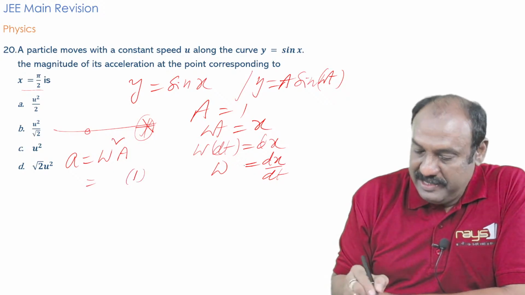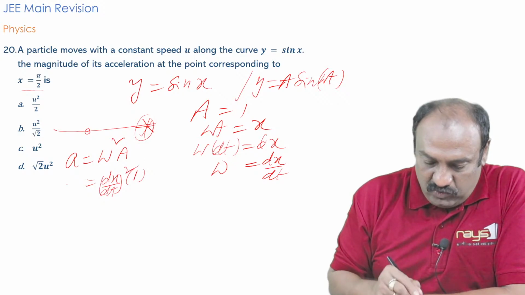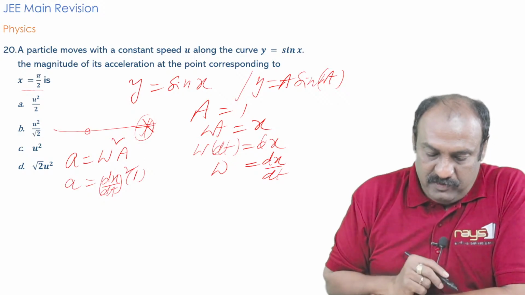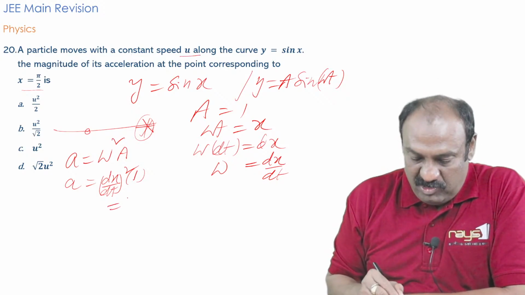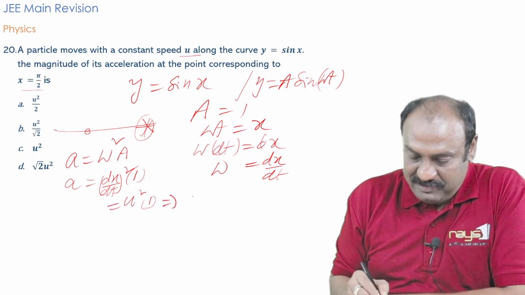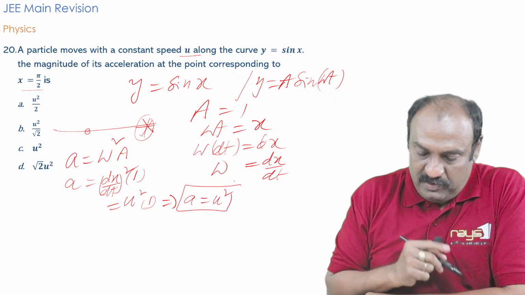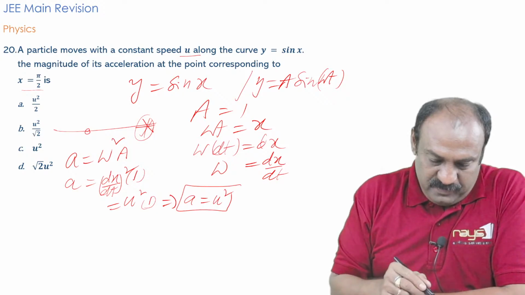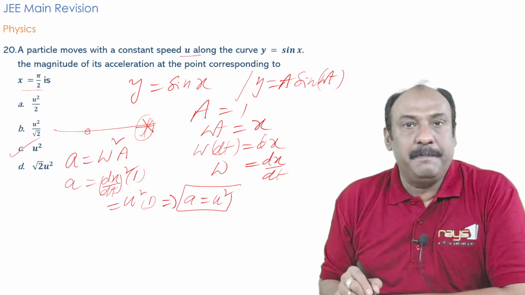What is omega here? dx by dt. dx by dt whole square equals a. But dx by dt is the velocity of the particle, which is u, so it equals u square into 1. So the acceleration of this particle is u square, and that is the answer. Is it u square by 2? No, C is the answer. u square is the answer for the acceleration of the particle.